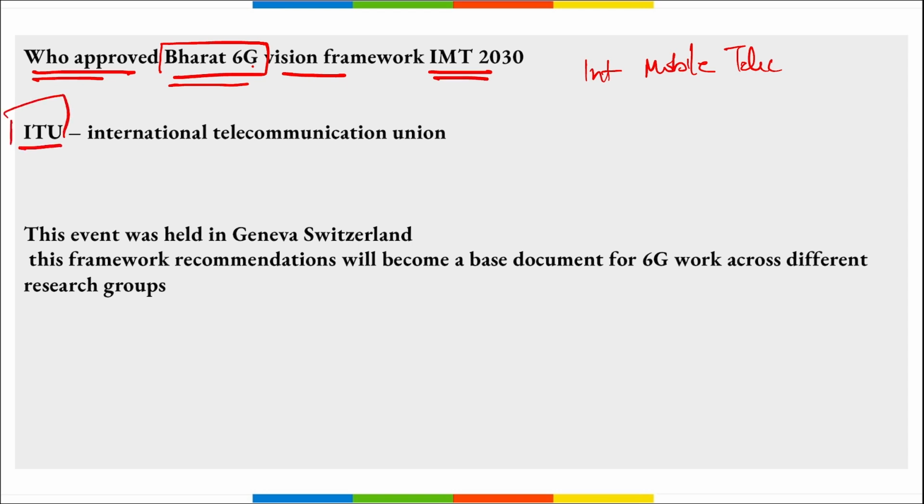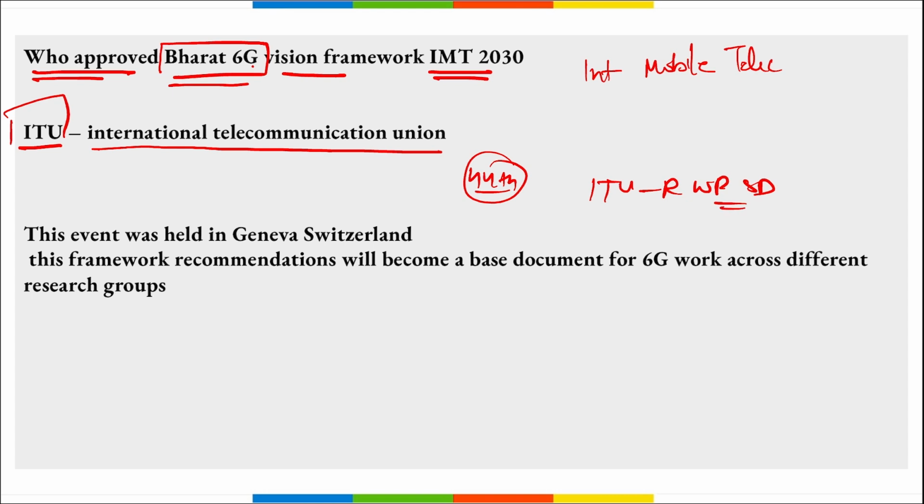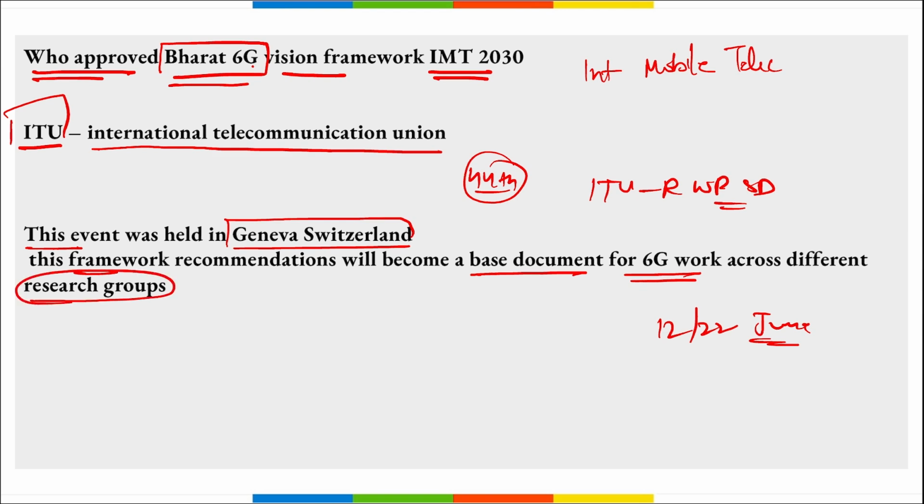It is ITU, that is International Telecommunication Union, right? During their 44th meeting of this ITU RWP 5D, that is Radio Communication Sector Working Party 5D, right? This was held in Geneva, Switzerland from 12th to 22nd of June, right? And this framework's recommendations will become a base document for the 6G work across different research groups, right?